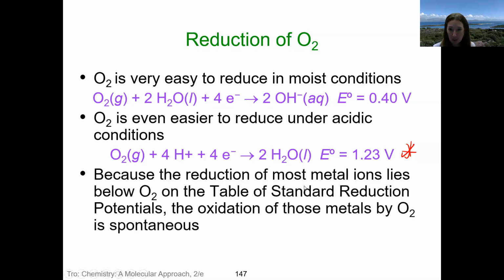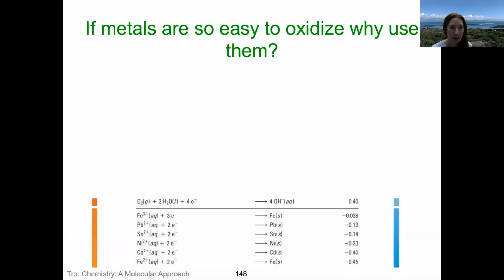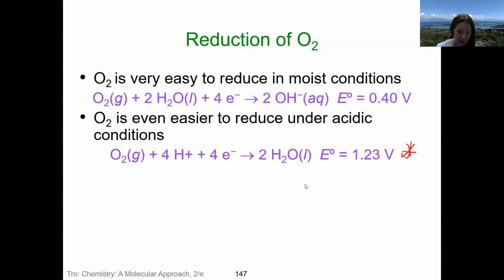Now, the reduction of most metals lies below oxygen on the reduction table. That means that oxygen is going to oxidize those metals. So the metals lie below oxygen. Oxygen is going to go in the forward reaction. The metals will go in the reverse reaction, and they will be oxidized. Oxygen will be reduced, right? So here's our oxygen. It's going to go in our forward direction. I think I only have this one. This one would be way higher.